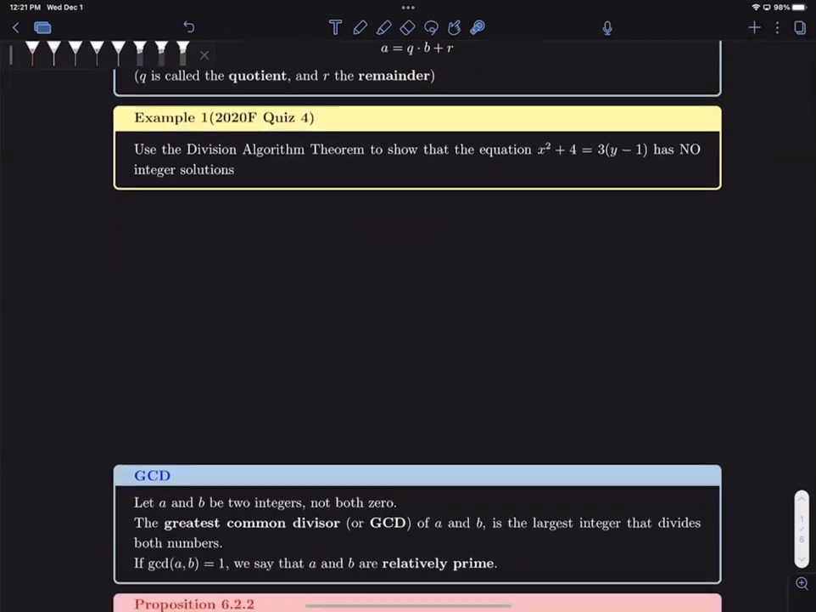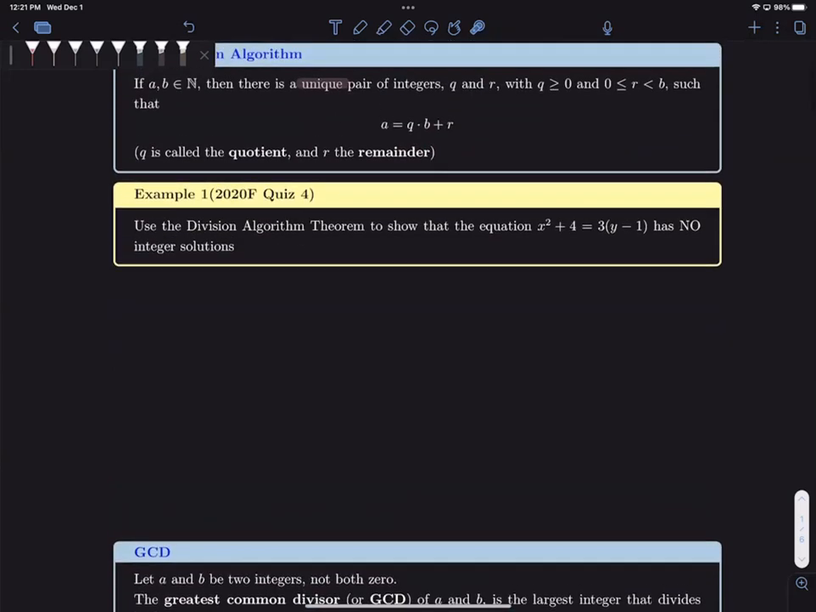Straightforward. Use the division algorithm theorem to show that this equation has no integer solutions. This is pretty much similar to the one you guys did in lecture, and they put it on the quiz last year, and half of the students cannot do it. Really sad, by the way.